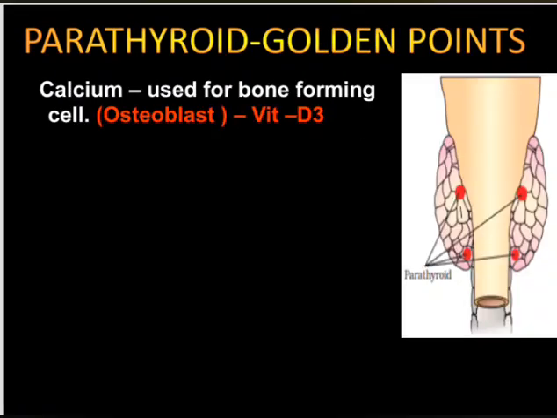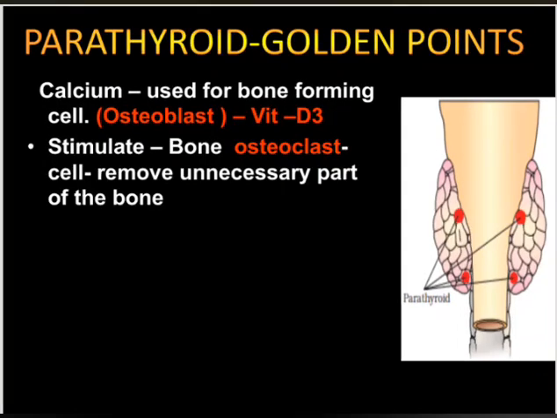The calcium ion is used by the bone forming cell, that is the osteoblast cell, with the help of vitamin D3. The vitamin D3 only acts as a helper to take the calcium from the digested food into bone and also from the blood into bone. So the osteoblast cell in the bone is commonly called the bone forming cell. The bone has another cell called the osteoclast cell. Calcium ions stimulate the osteoclast cell to remove the unnecessary part of the bone.